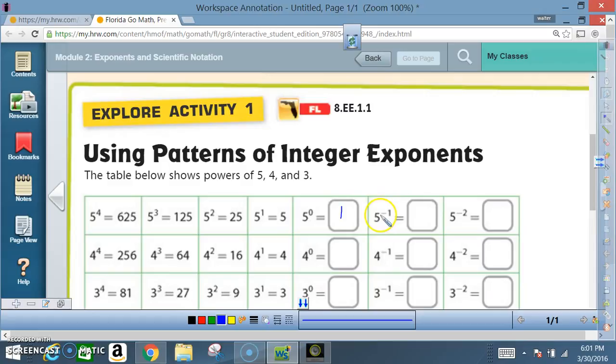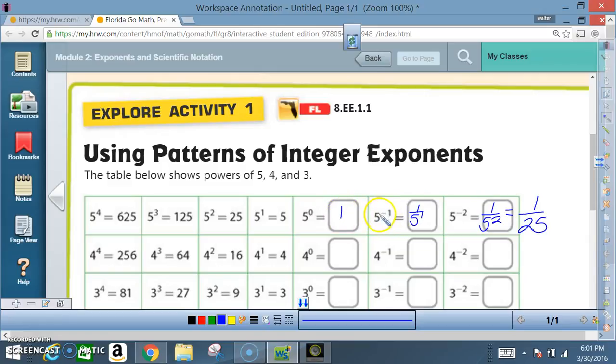5 to the negative 1, I look at 5 to the 1 and I got an answer of 5. So 5 to the negative 1 means 1 over 5 to the 1. 5 to the negative 2, I look at 5 to the positive 2. Well, 5 to the positive 2 gave me 25. So therefore, 5 to the negative 2 is going to give me 1 over 5 to the 2, which equals 1 over 25. So the first thing I noticed then is that anything to the 0 power is always 1.